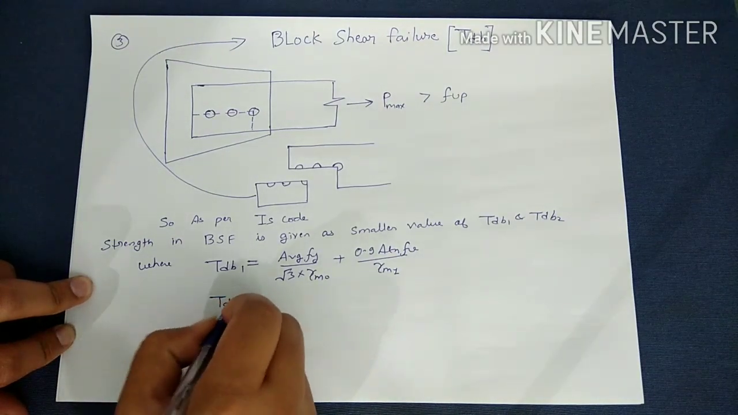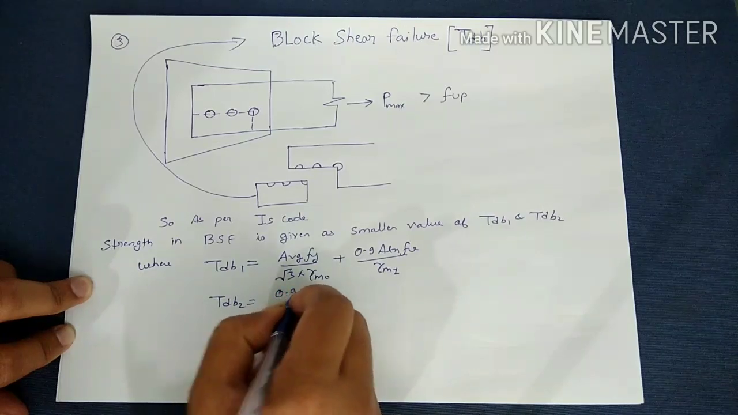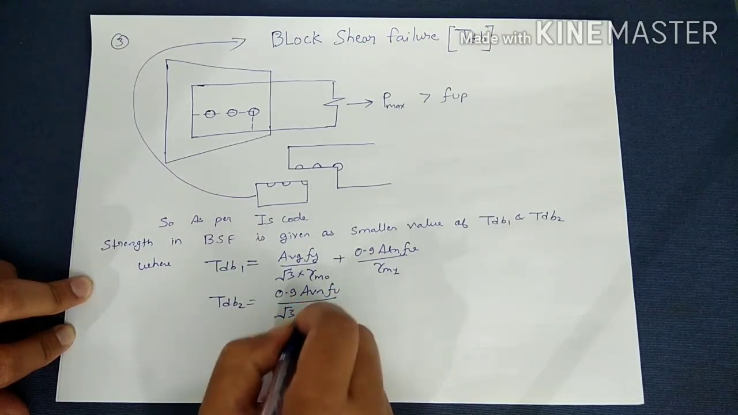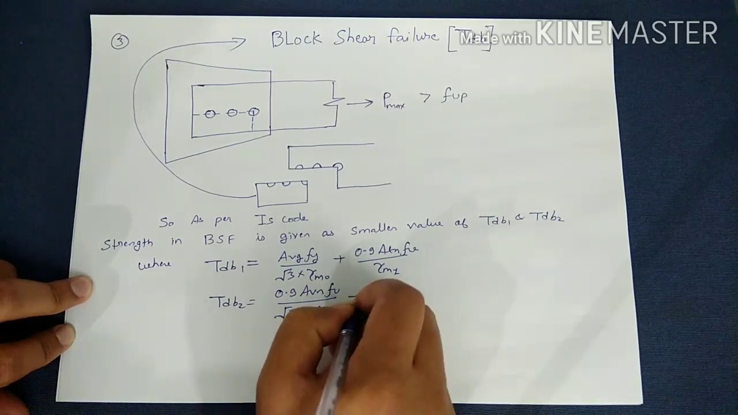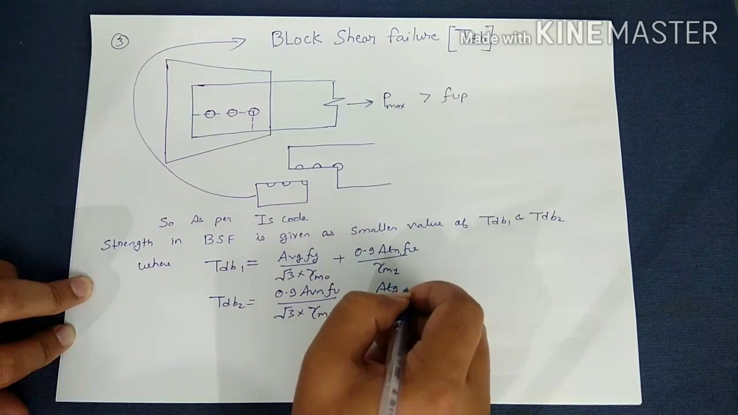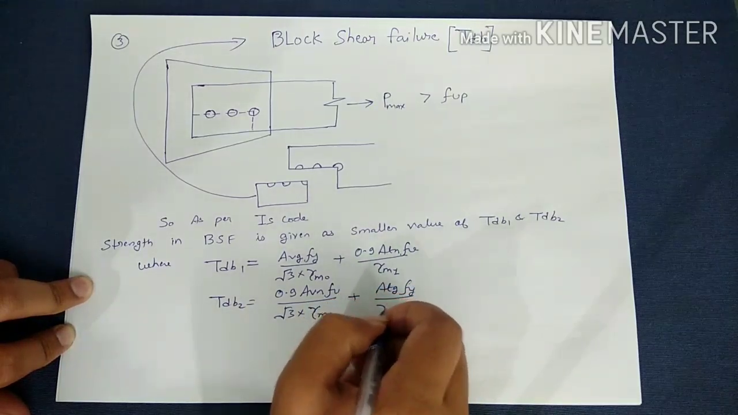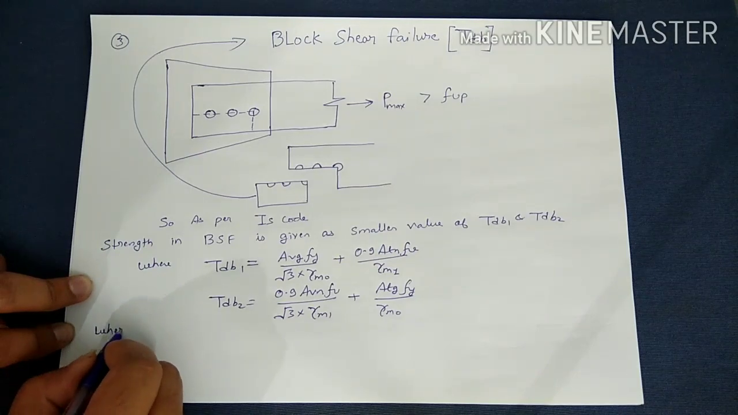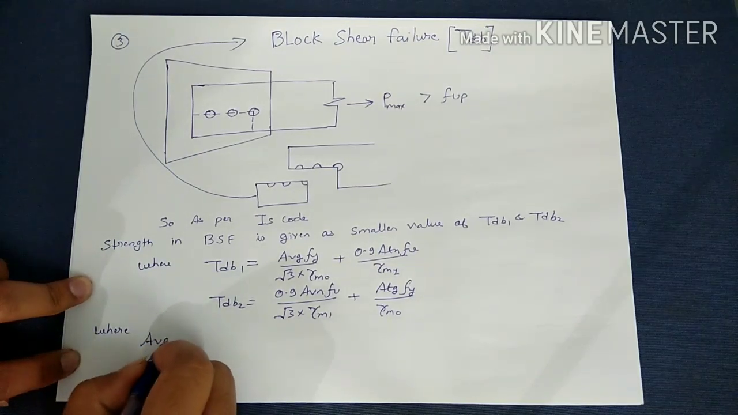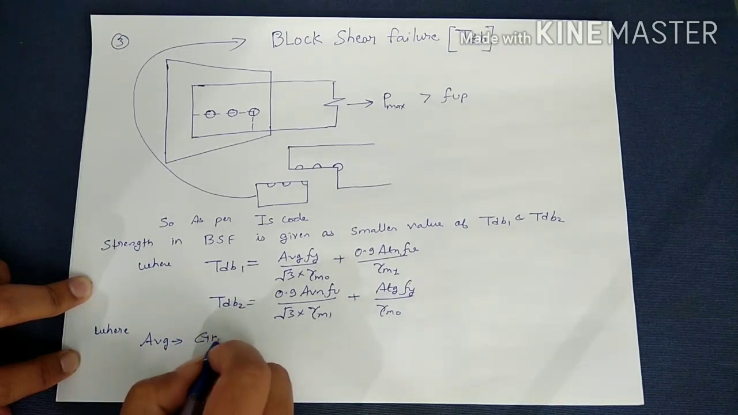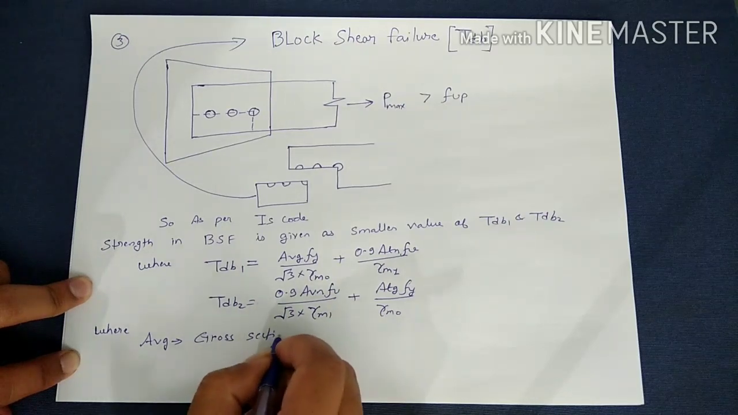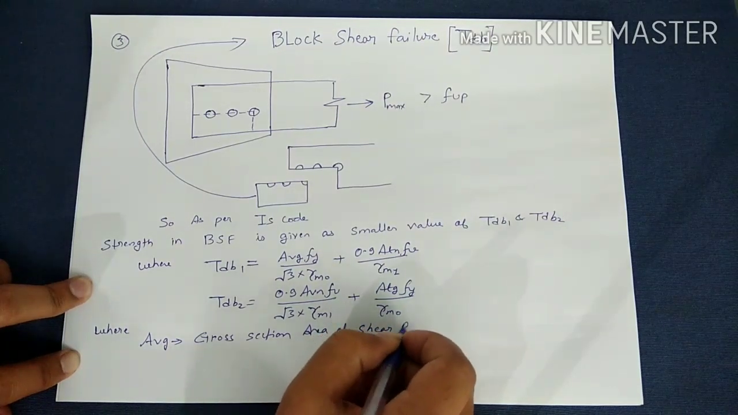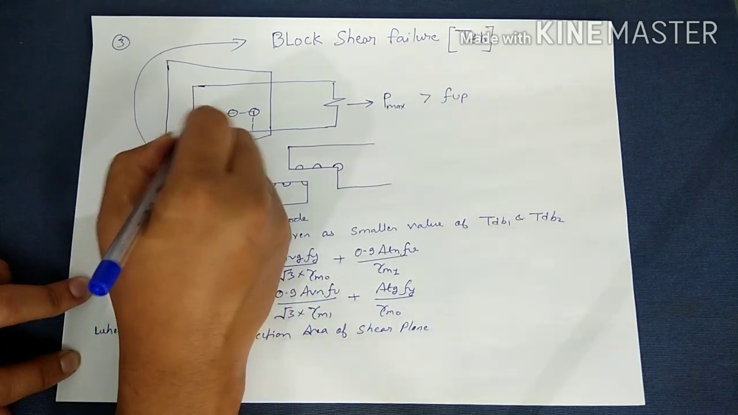Similarly, TDB2 equals 0.9 into AVN Fu upon root 3 into gamma m1 plus ATG into Fy upon gamma m0, where AVG is your gross section area of shear plane, this is your shear plane.